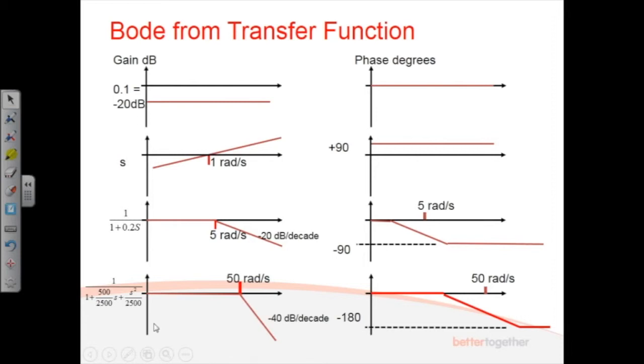And here is the second order lag, corner frequency of 50, change in slope of minus 40 decibels per decade. And again, looking at the phase plot, it starts off with nothing, ends up at minus 180, and is halfway through that change at 50 radians per second. We can pull all this off the shopping list on that document.